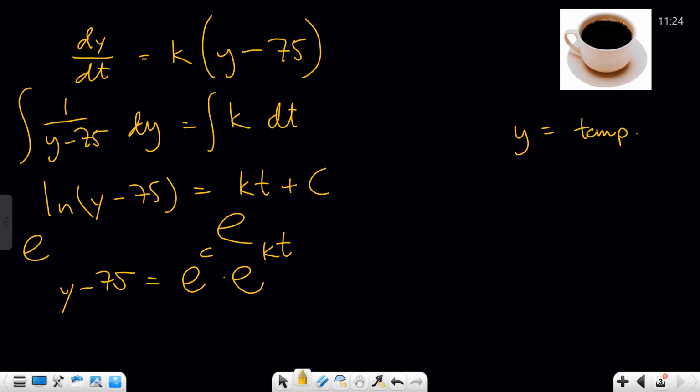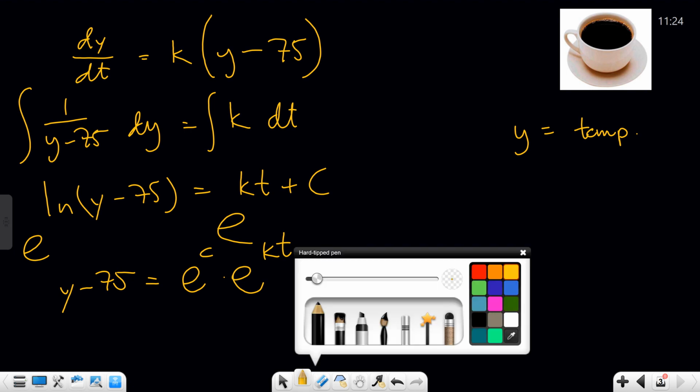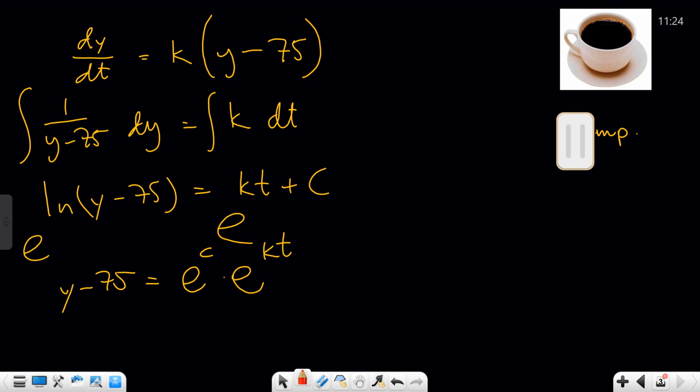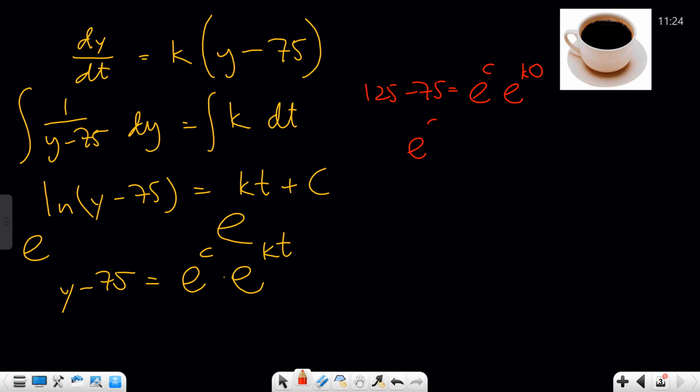All right, Amanda, what kind of information do we have then? What's our temperature when we start? Let's use that first. 125. Okay, so we're starting with 125 degree temperature, which means that when t equals 0, y equals 125. So 125 minus 75 is equal to e to the c times e to the k0, which means that e to the c is 50. So now we're back to y minus 75 is equal to 50 e to the kt.